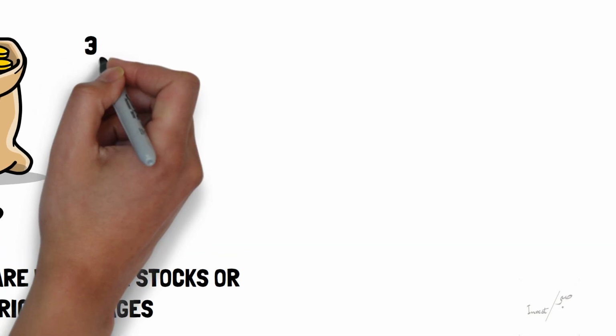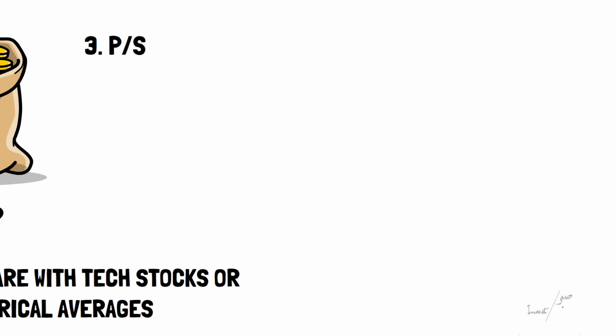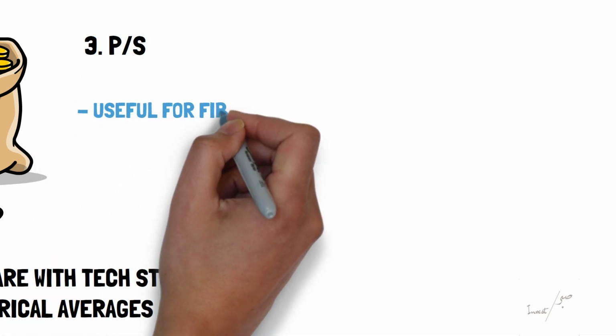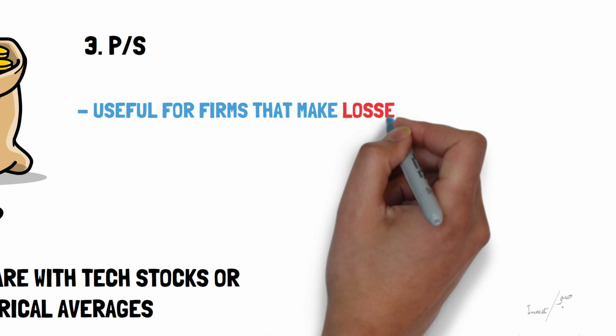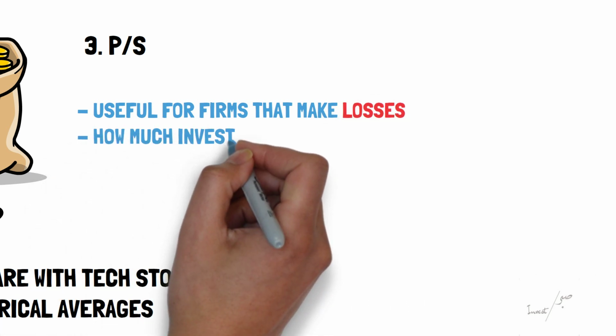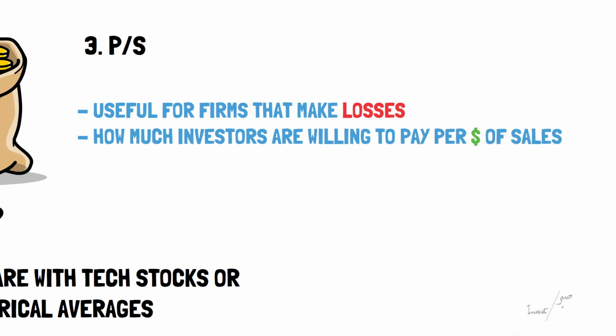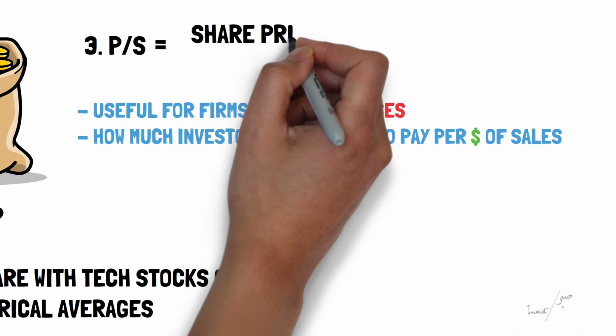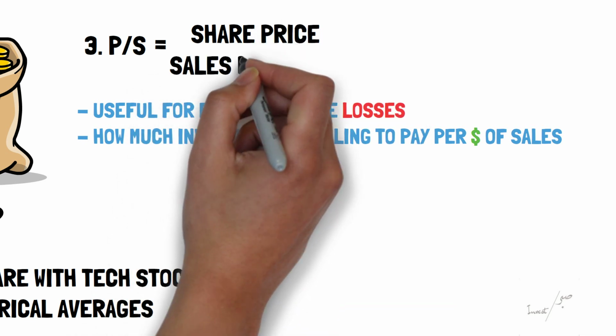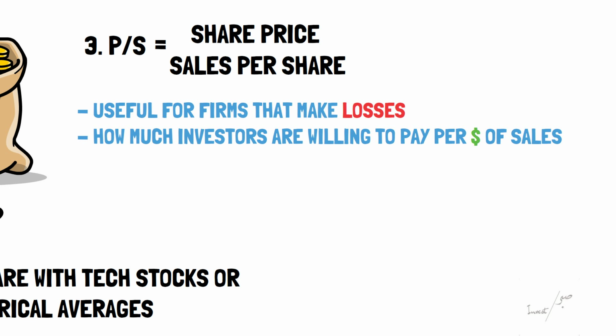The next one on the list is the price to sales ratio. It is useful for firms that make losses. In other words, growth companies. The ratio tells us how much investors are willing to pay per dollar of sales for a stock. It is computed by taking the share price and dividing it by sales or revenue per share. Sales per share is calculated by taking the revenue from the income statement and dividing that by the shares outstanding.